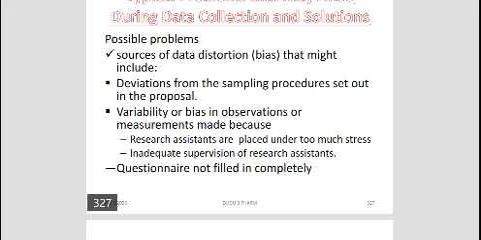The second is variability or bias in observations or measurements made because research assistants are placed under too much stress or inadequate supervision. This may bring variability or bias in observation or measurement. When you put too much stress on these research assistants, or give inadequate supervision of research assistants, we expect this to happen.